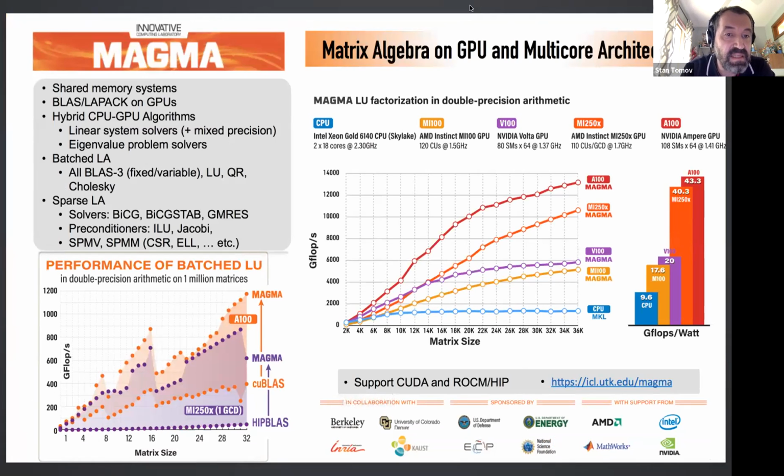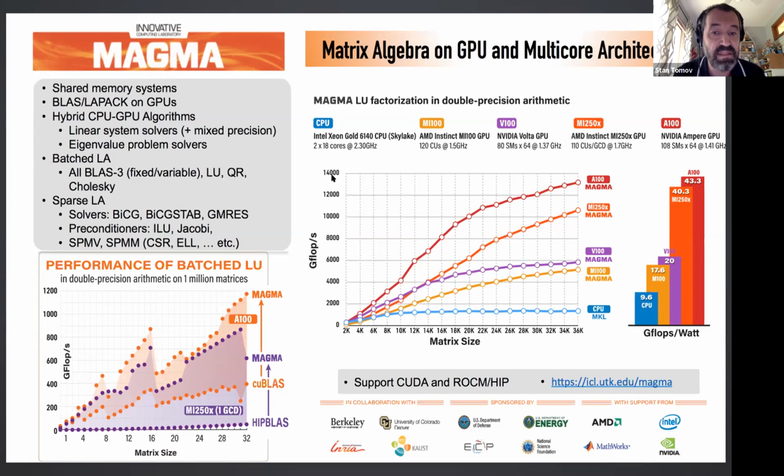This is a summary of the different routines that MAGMA provides. It's a shared memory library for a single node, although it can use multiple GPUs if available. It provides LAPACK and BLAS for GPUs. Most algorithms are hybrid, using both the CPUs and GPUs, but it also has some new routines that are not part of LAPACK, namely the batched routines for linear algebra, both BLAS and LAPACK, and it also has a sparse linear algebra component.